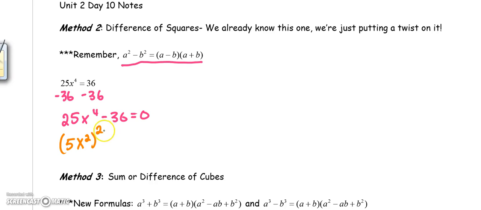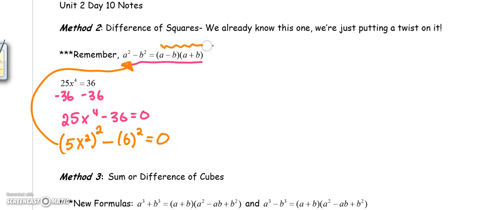So 5x squared is the same thing as this. Those are both the same, just written differently. The square root of 36 is 6, so I'm just going to write that as 6 squared. So now if we compare this to this, it looks the same. We've got two terms that are squared with a minus sign in the middle. So now I can rewrite it using this pattern over here.